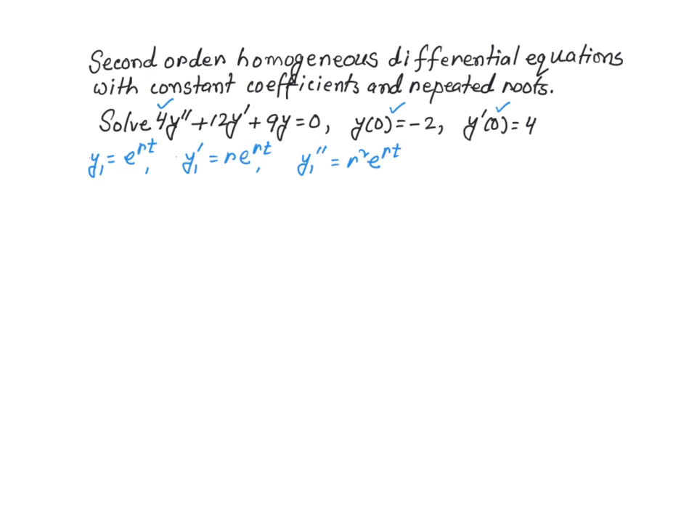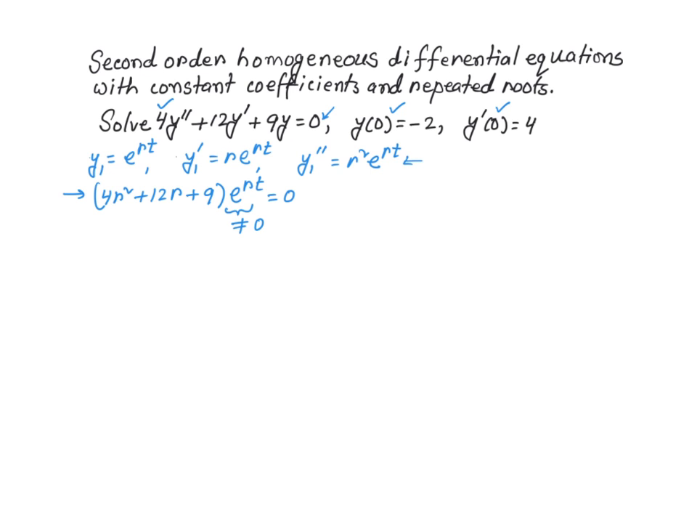Now we are going to take these values and plug them into this equation, and I'm going to do a little bit of algebra. So I get 4r squared plus 12r plus 9, multiplied by e^(rt), all of it equal to 0. Here all I have done is plug in these values and factor out e^(rt).